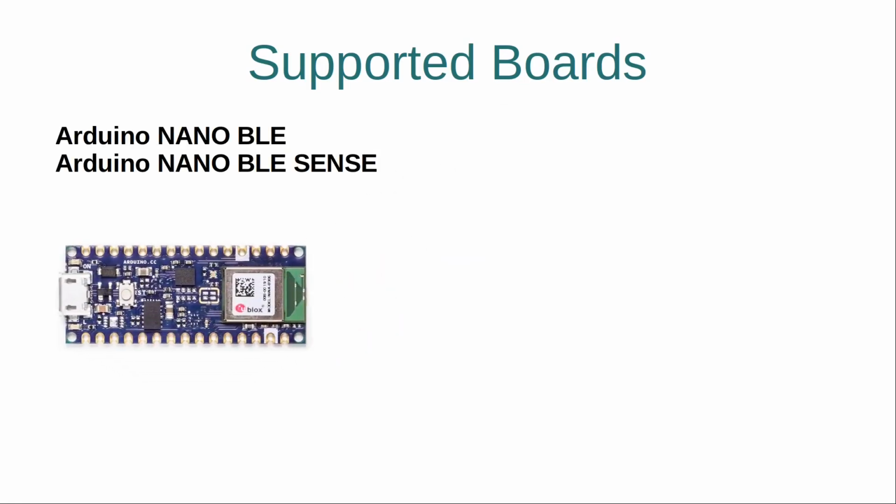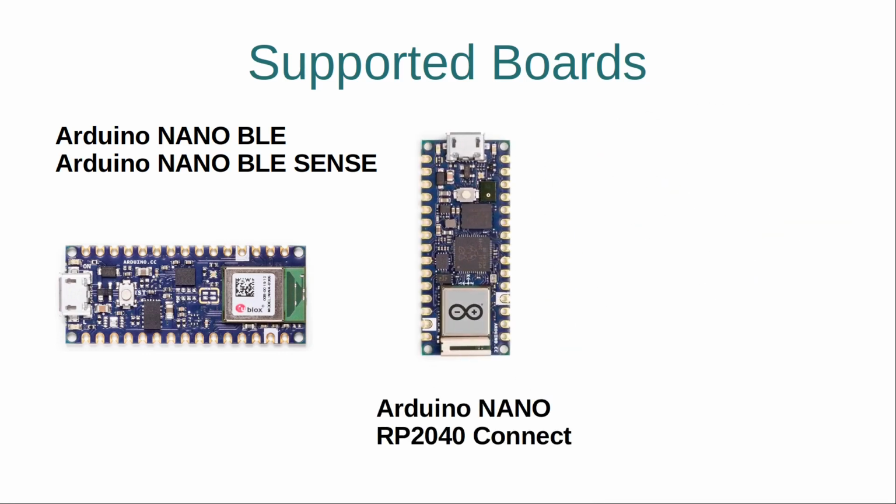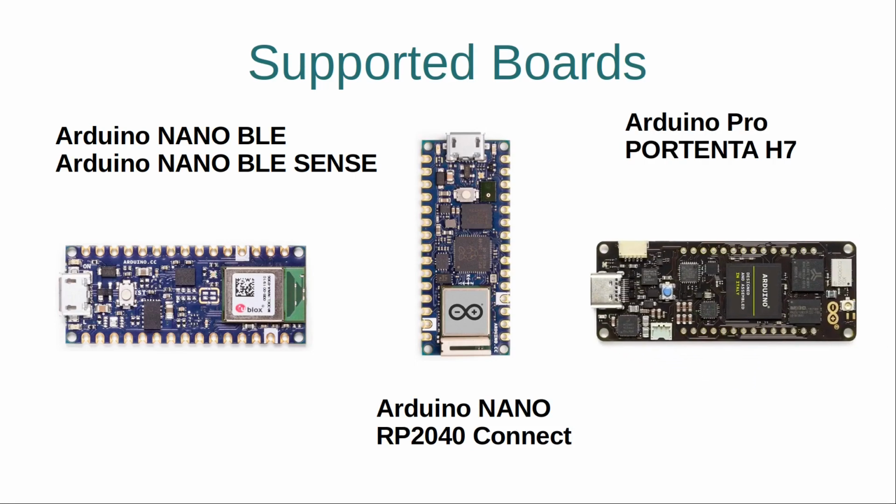Arduino only provides support for 4 models at the moment. These are the Arduino Nano BLE and the Arduino Nano BLE Sense, the Arduino Nano RP2040 Connect, and the Arduino Pro Portenta H7. There is a different number of examples for these, with the Portenta having significantly more examples available for it.